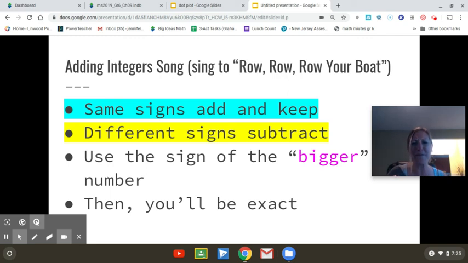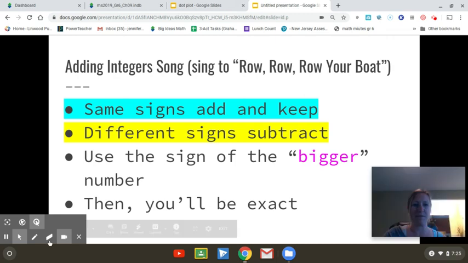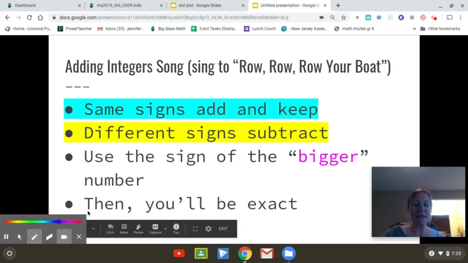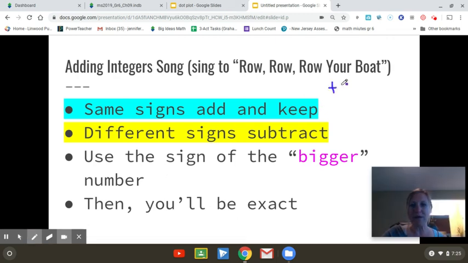Now, when you look at that next line, different signs subtract. If one integer is positive, one integer is negative, you find the difference between those numbers. Different signs, you find the difference, or you subtract, okay? Now the next line reads, and it goes along with this one, use the sign of the "bigger number," okay? Really what that means is whichever value has the greater absolute value, you use that sign. Or whichever one you have more of, negatives or positives, you use that sign.